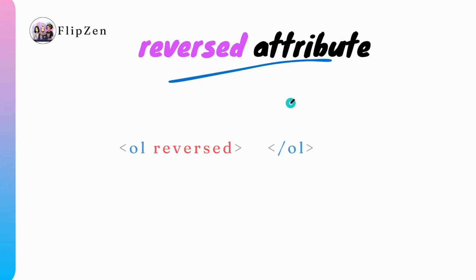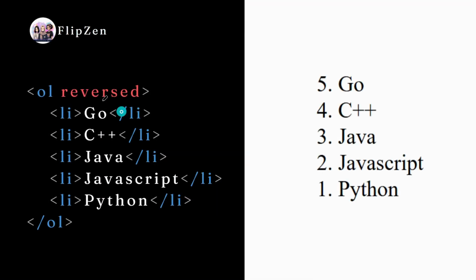We also have the reversed attribute in ordered list, which reverses the numbering order. Unlike other attributes, reversed doesn't require a value. It works simply by being present in the opening tag. For example, I have added the reversed attribute here, and when rendered, it looks like this. The list starts from 5 instead of 1.